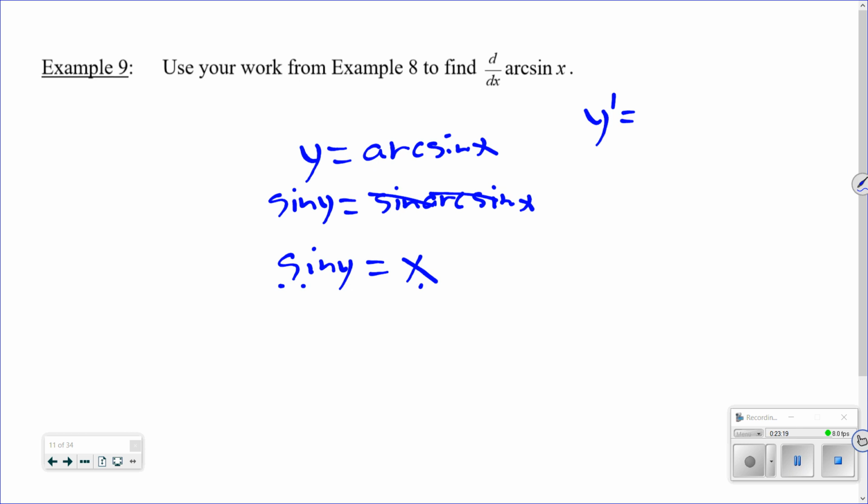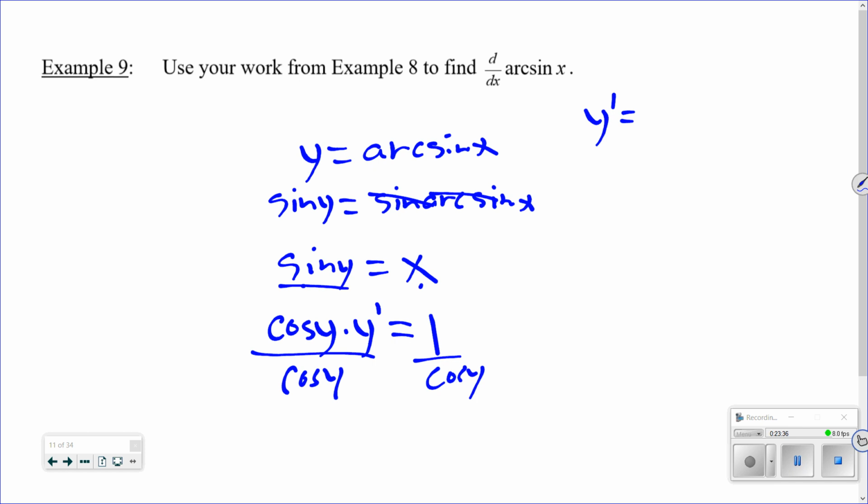So take the derivative of the sine of y. That would be the cosine of y times the derivative of the inside. Derivative of y is y prime. And then take the derivative of x, which is 1. Remember, I'm trying to find y prime. So I'm just going to divide by the cosine of y. So I end up with this. Right? The derivative of arc sine of x is 1 over the cosine of y.